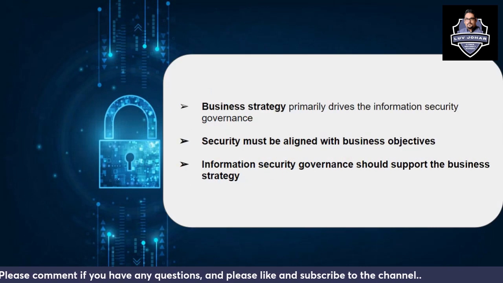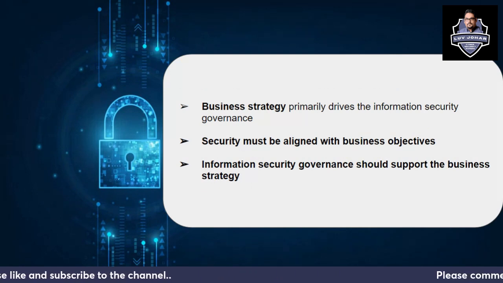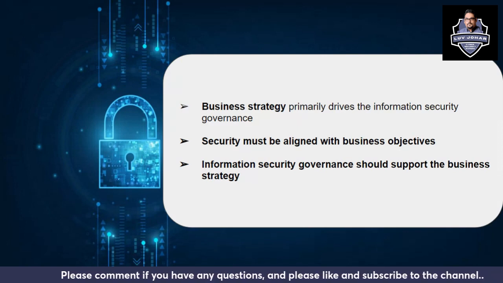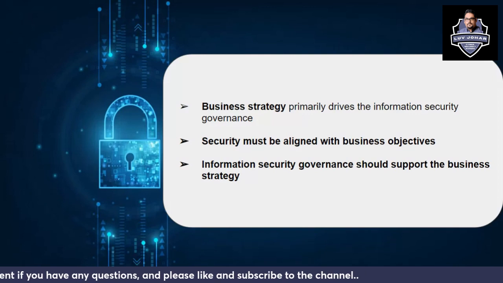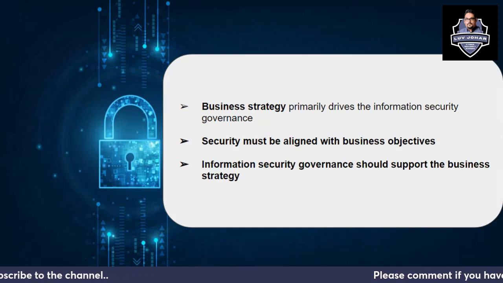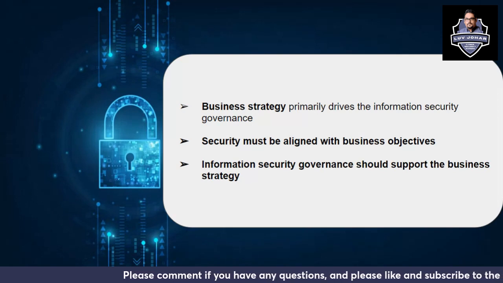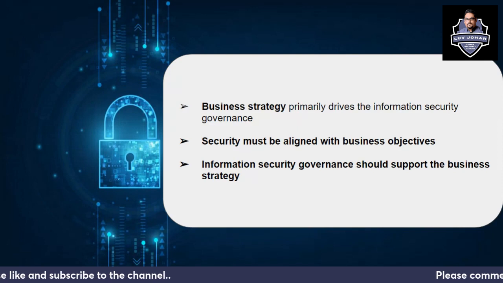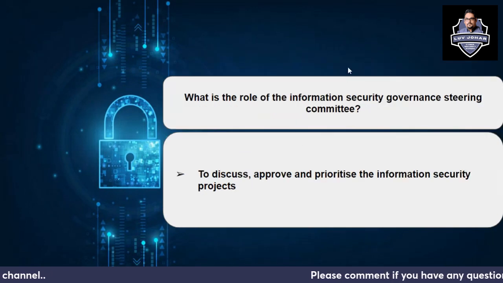Business strategy primarily drives the information security governance. We have already discussed that. Business strategy is the main deciding factor. Security must be aligned with business objectives. Already discussed that. Information security governance should support the business strategy. So, in a nutshell, one thing I can pretty much say to you: if anybody asks about information security governance, the information security governance framework, or information security strategy, all these things should be aligned with the business end goals, the business objectives, the business strategy. You have to keep this in mind. Okay, all this is being done in order to support the business strategy, the business objectives, the business end goals. Okay, I hope this is pretty clear now.